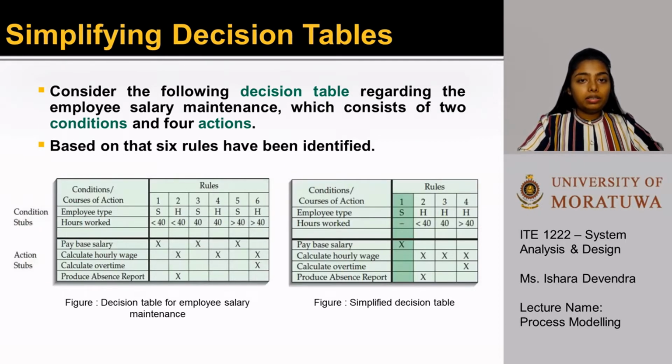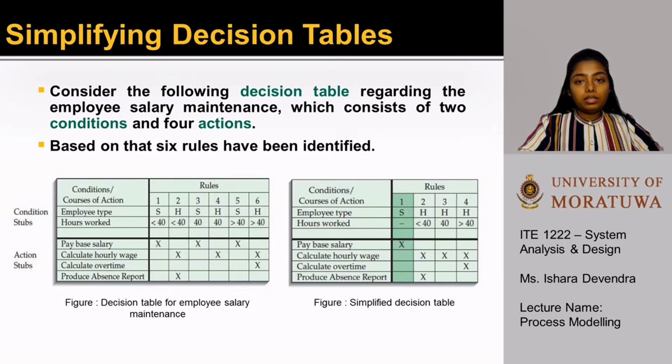Similarly, after creating the decision tables, we can simplify them by considering conditions and actions. Consider the following decision table regarding employee salary maintenance, which consists of 2 conditions and 4 actions. Based on that, 6 rules have been identified in this decision table.